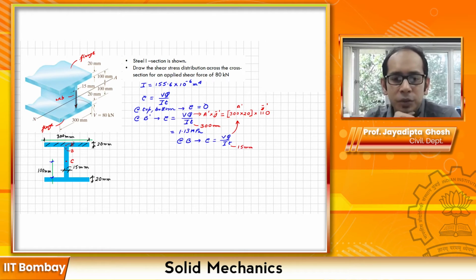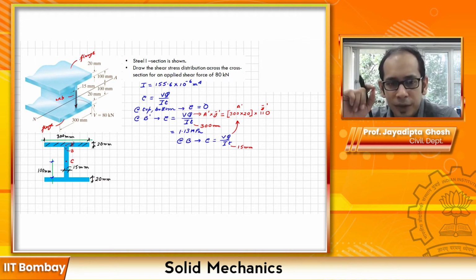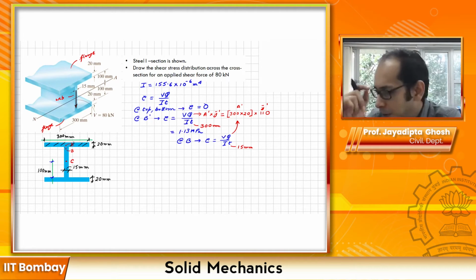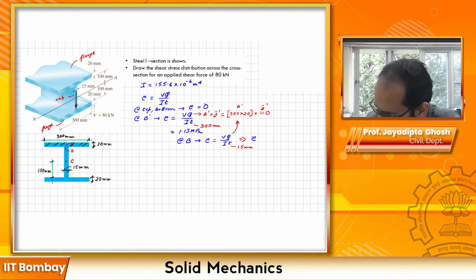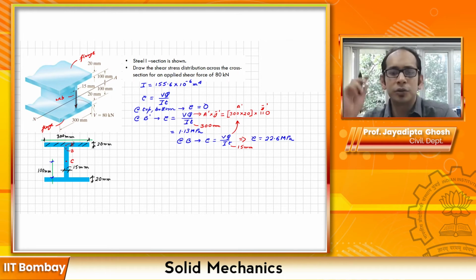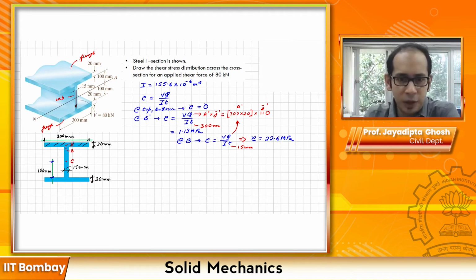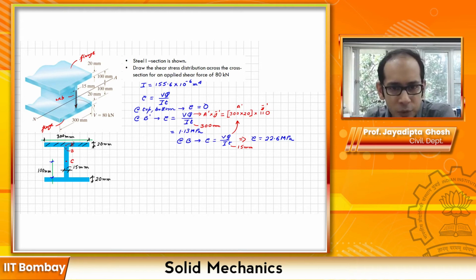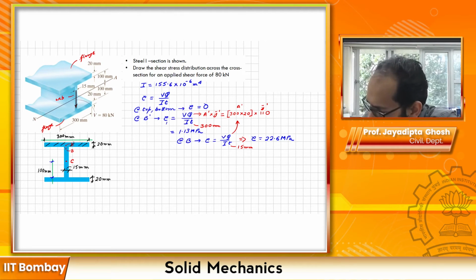If you substitute the numbers for this one, you will get the value of tau at B. So you see the jump that you have. The moment you move from B prime to B, your shear stress essentially shoots up. From 1.13, it goes to 22.6 MPa. So let's mark these over here. The top one is tau at B prime, and this is the tau at B.